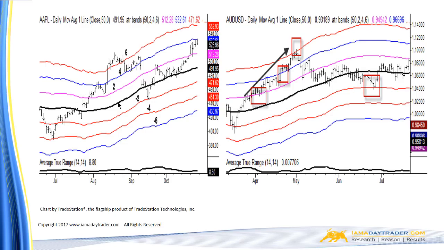Using the same strategy of using ATR, here I'm looking at the Australian dollar and I'm seeing this rally, but how high? It was 6 average to range. So in other words, I have the ability to measure how high prices are from the moving average, not based upon price, since one is a stock, one is a currency, but instead it is based upon average to range.